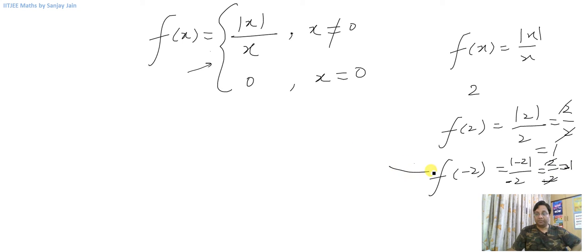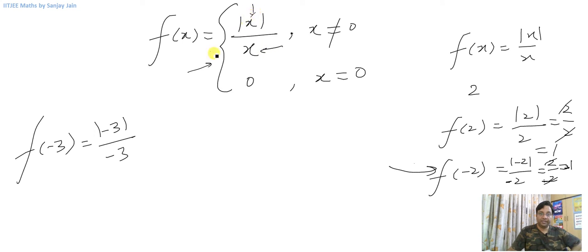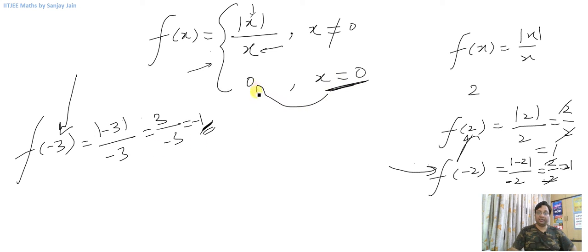So when I am putting a negative value, let me put another value so you may not get confused. f of minus 3 is mod of minus 3 divided by minus 3. Right? I need to replace every x with minus 3. So it will give me 3 in the numerator and minus 3 in the denominator, hence minus 1 as my value. So when I am putting negative, I am getting minus 1. When I am putting something positive, I am getting 1. Obviously, for 0, it is defined as being equal to 0. So this is the function.